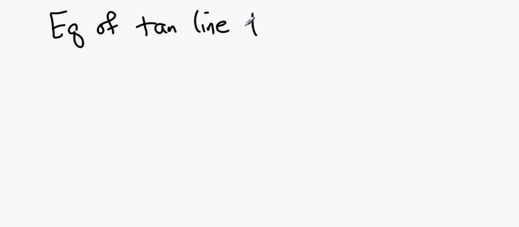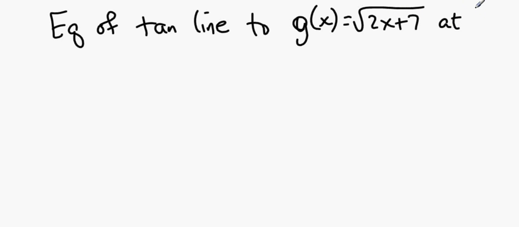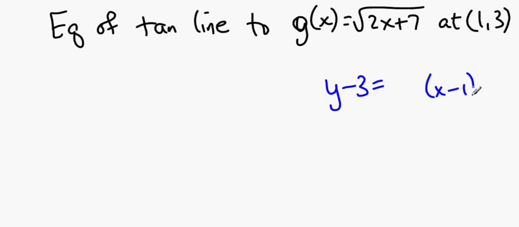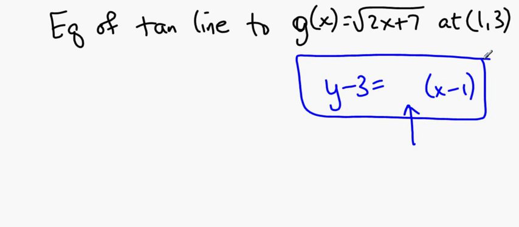So one thing you may want to know how to do is find the slope. Oh, let's do even better. Let's find the equation of the tangent line to g of x equals the radical of 2x plus 7 at the point (1, 3). Now, you and I both know that how this goes is I know how to write the equation of a line. It's y minus y1 equals x minus x1 multiplied by the slope. And then you're going to put a big box around it. And so the question is, what is that slope? That's a very important question.